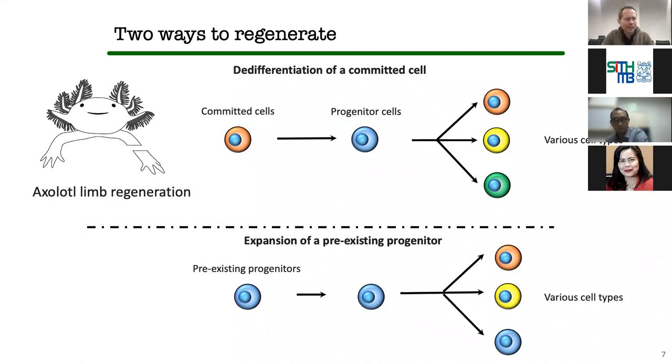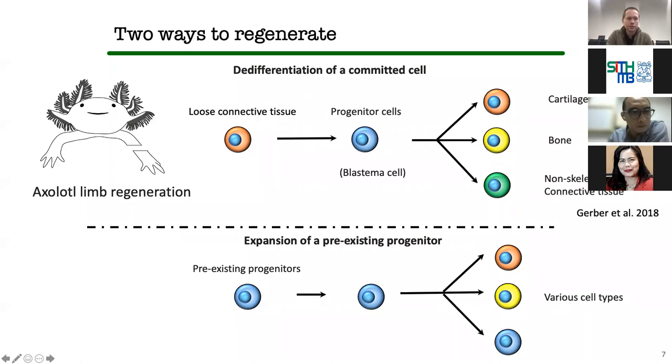Previously, we've shown that in the case of axolotl limb regeneration, we're actually dealing with the process of dedifferentiation. So there's not some magical stem cell that's present within the limb. It is the loose connective tissue within the limb that undergoes dedifferentiation to form the blastema and contribute to a broad range of connective tissue cells. We published that back in 2018. However, we still don't know what is the mechanism of tail regeneration.